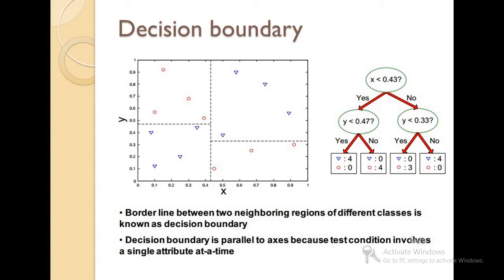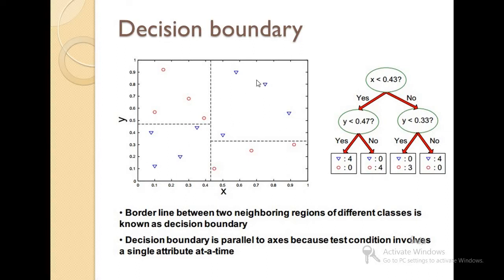Decision boundary. Here there is a graphical representation of data. We have data, we need to fix the decision boundary, and we make a decision tree. On the basis of this x-axis, we first make a decision boundary over there. We have to find where x is less than 0.3. If yes, then we again look at this data. If no, then we look at this data.